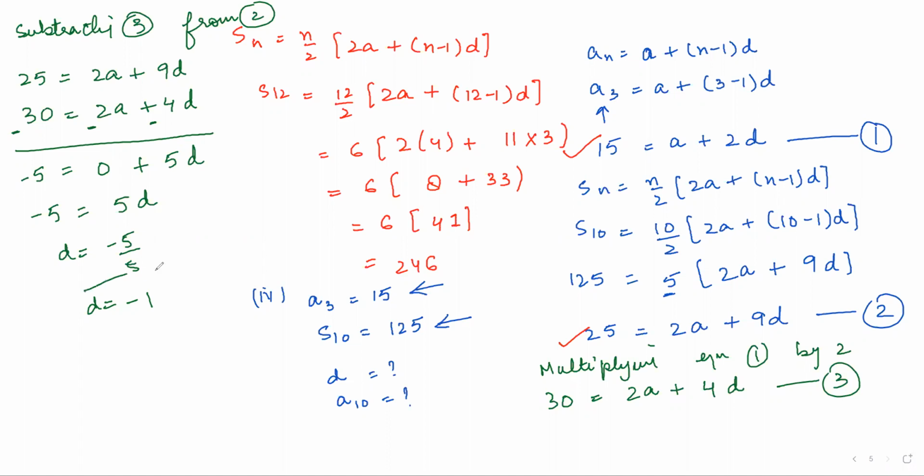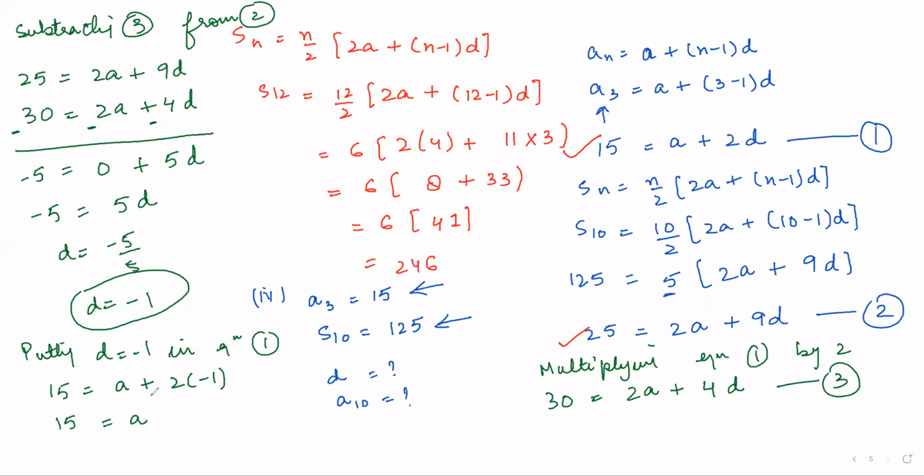Now you can put this value of d in any of the equations, 1, 2, 3, whichever you want. So I'm putting in 1. Putting d is equal to minus 1 in equation 1. So 15 is equal to a plus 2 into minus 1. So 15 is equal to a minus 2 into minus 1, then 15 plus 2, that is 17 is equal to a, right? So d I know, a I know, correct?